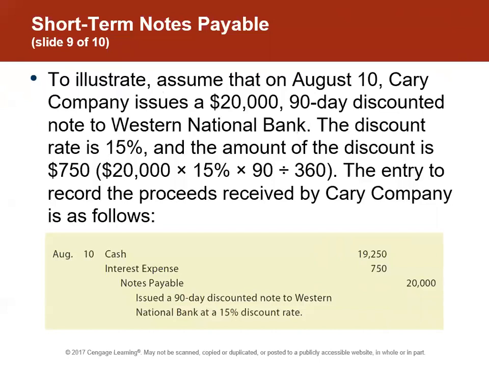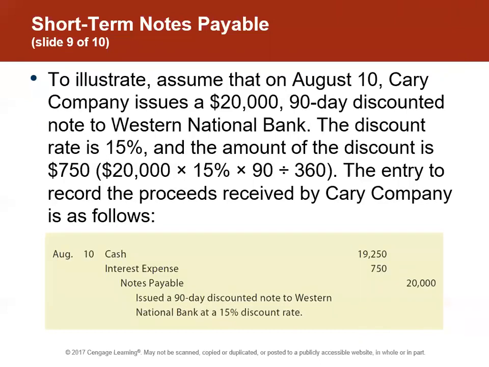So for example, on August 10th, Carey Company issues a $20,000 90-day discounted note to Western National Bank. The discount rate is 15%, and the amount of the discount is $750. So again, we're just changing terminology here. We're calling it a discount instead of an interest rate, but it's the same calculation: face value times interest times time.